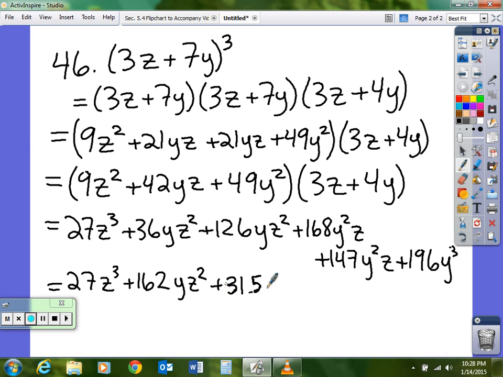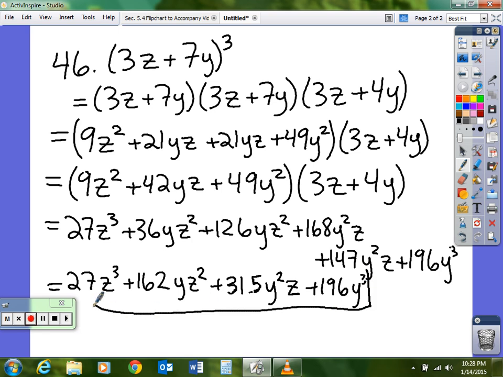And we will have a y squared z. And finally, the 343 y cubed is untouched. And that is our final answer in all of its glory.